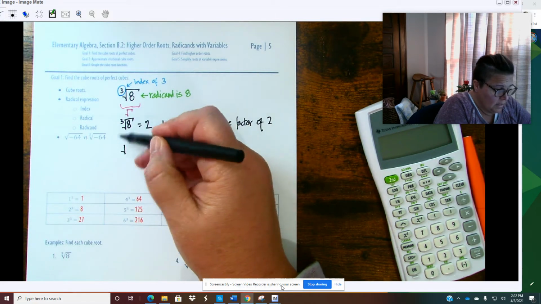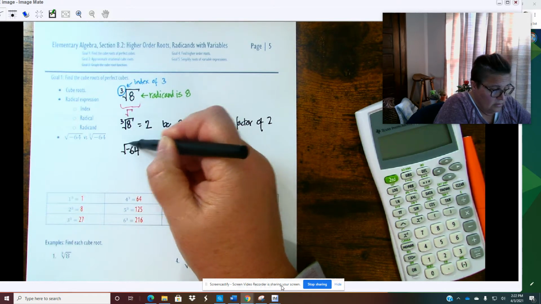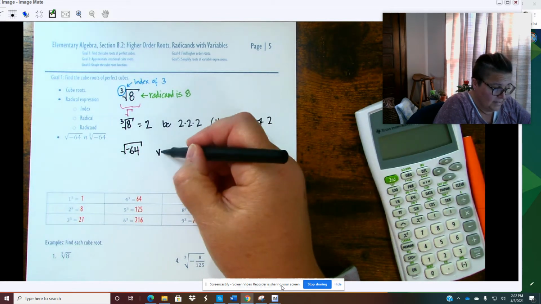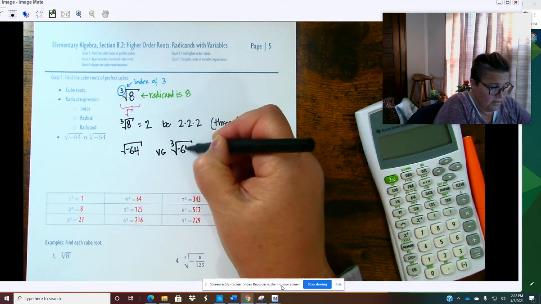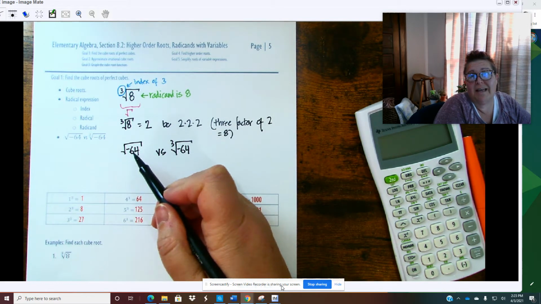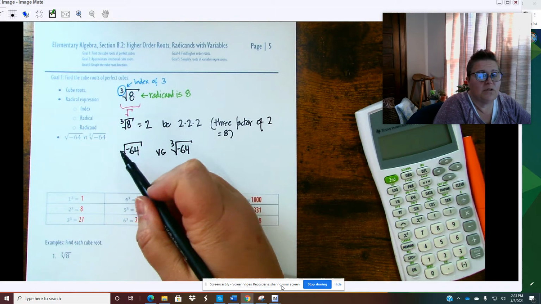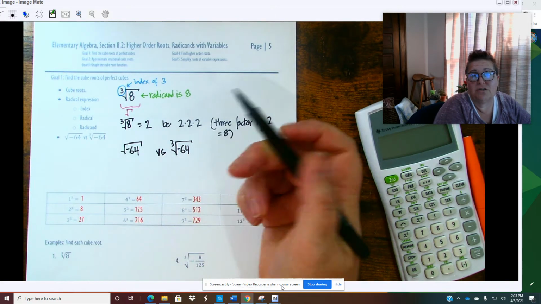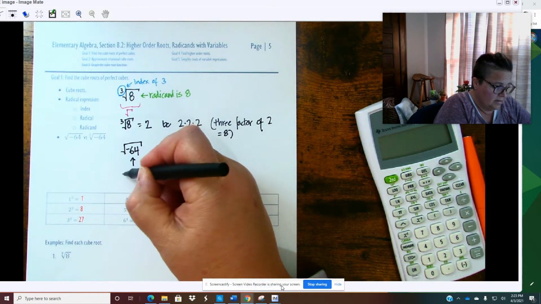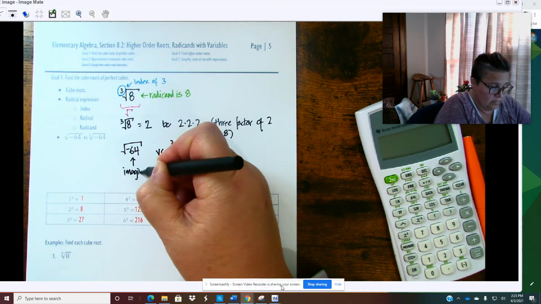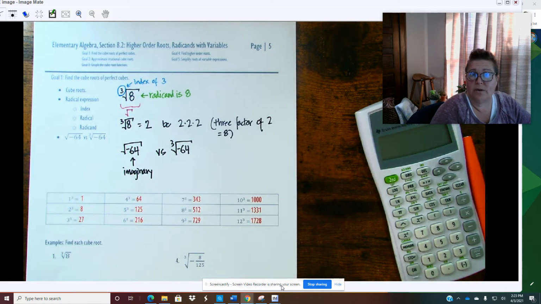Be very careful about cubes and squares. For example, the index here, that 3, makes all the difference. The square root of a negative 64, and notice I said square root, because the index is missing, we assume a square root. Our default position is the square. This is an imaginary number. You cannot take the square root of a negative number. Negatives are not within the domains of square roots. So the answer here is imaginary.